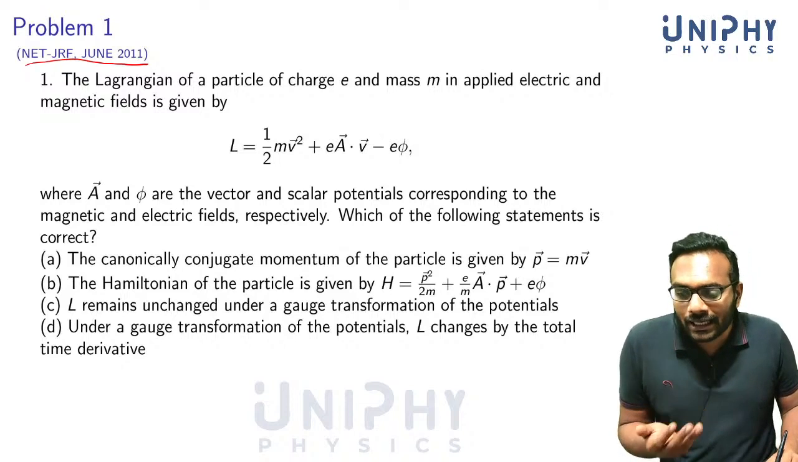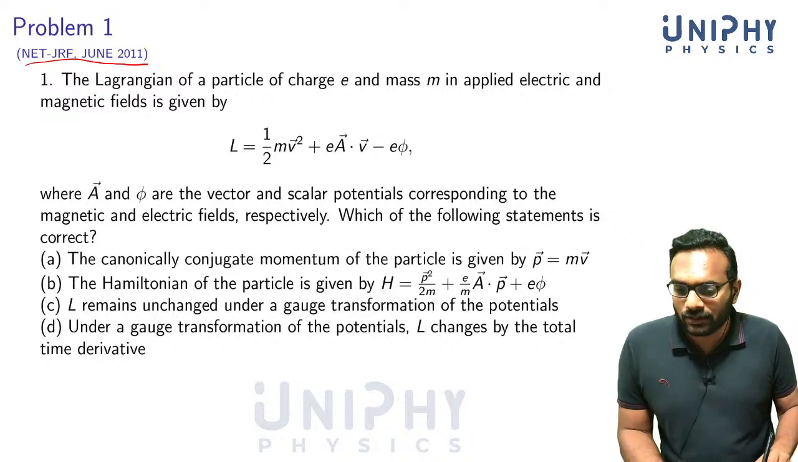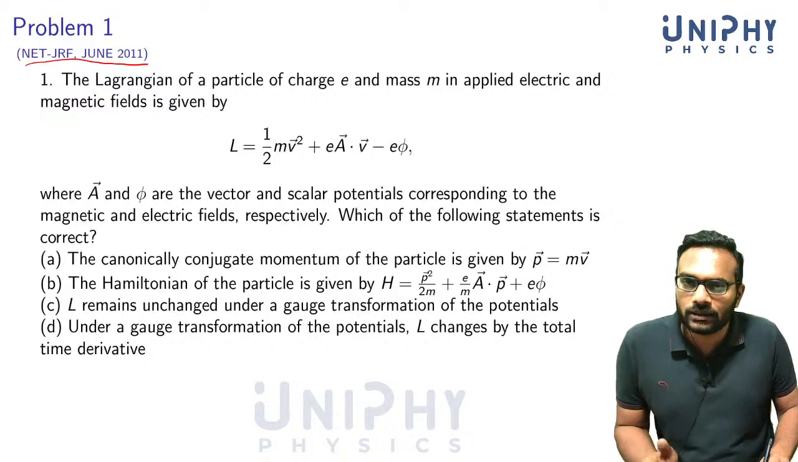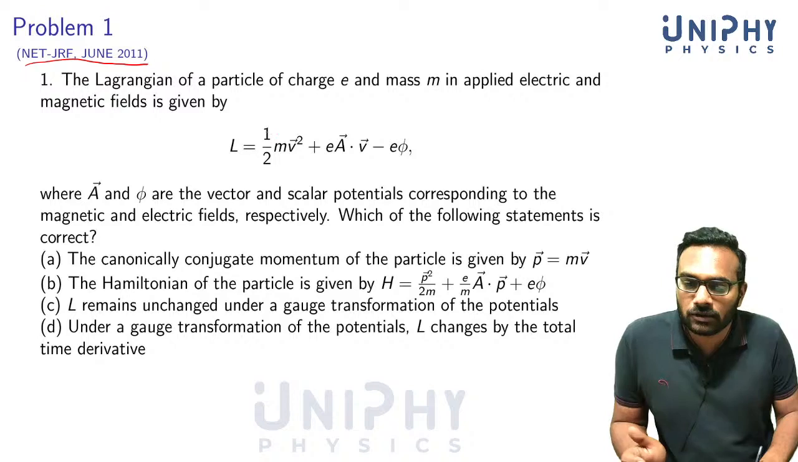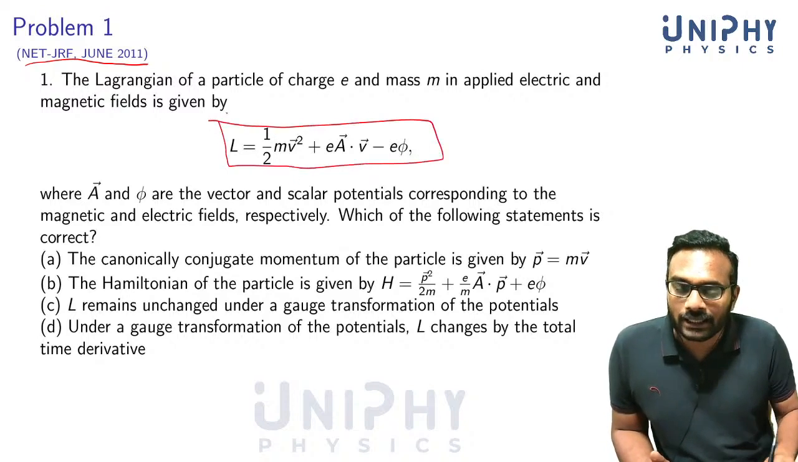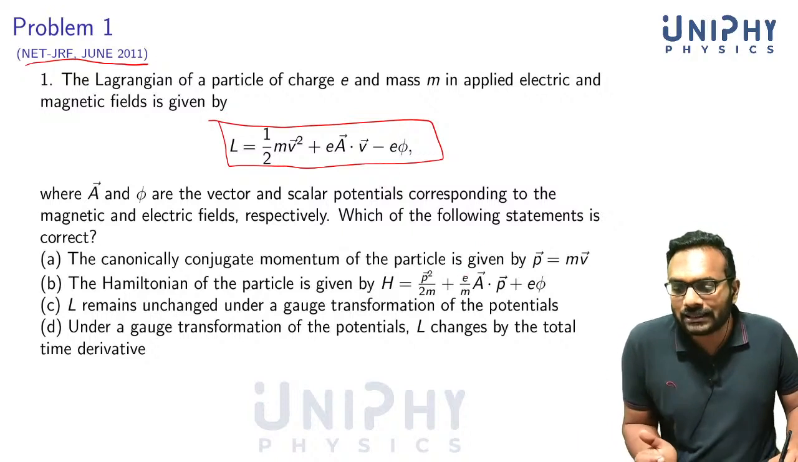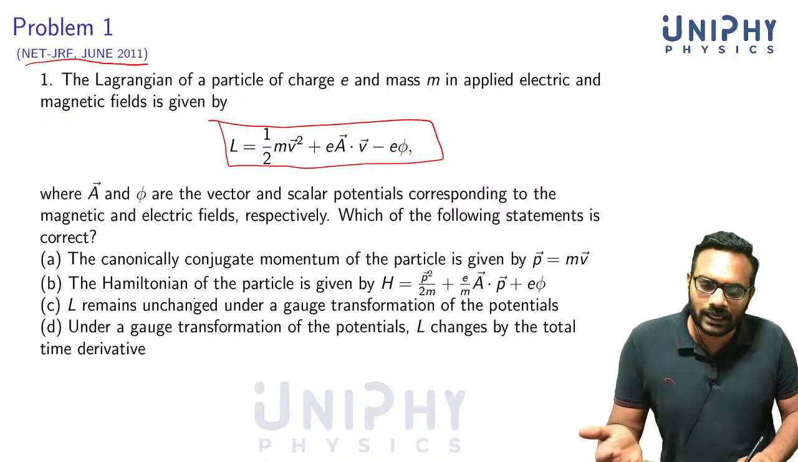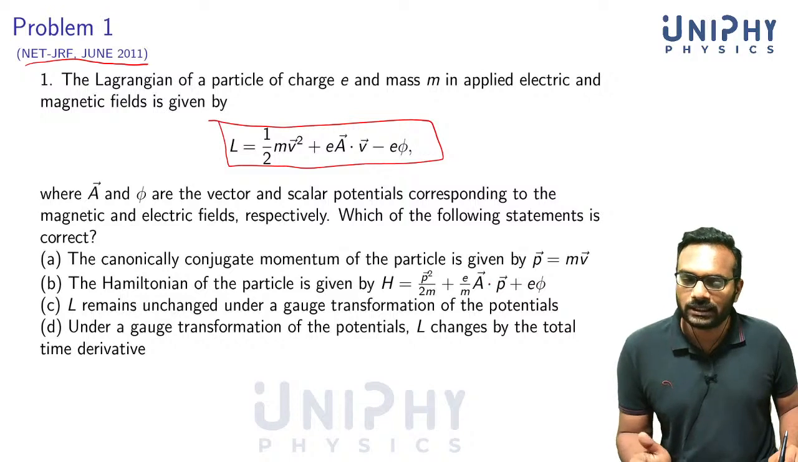Here it is: the Lagrangian of a particle of charge E and mass m in an applied electric and magnetic field is given by L equal to, so this is the Lagrangian. You might already know it from your textbook. This is a standard problem that we do for velocity dependent potentials. The Lagrangian for a charged particle in an electromagnetic field is an example of a velocity dependent potential. It is given where A and phi are the vector and scalar potentials corresponding to magnetic and electric fields respectively. Which of the following statements is correct?